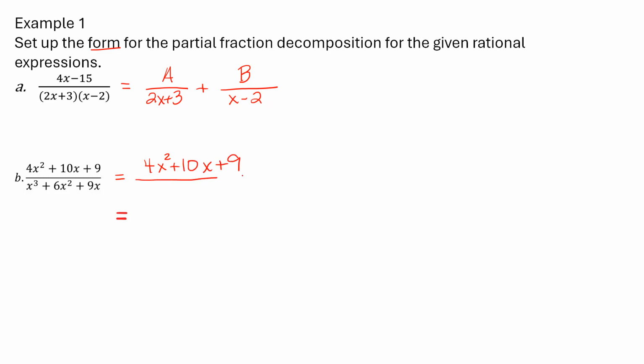In the denominator, we can factor out an x. So we'll have x squared plus 6x plus 9, and we can see that x squared plus 6x plus 9 is a perfect square binomial. So we have (4x squared plus 10x plus 9) over x times (x plus 3) squared.